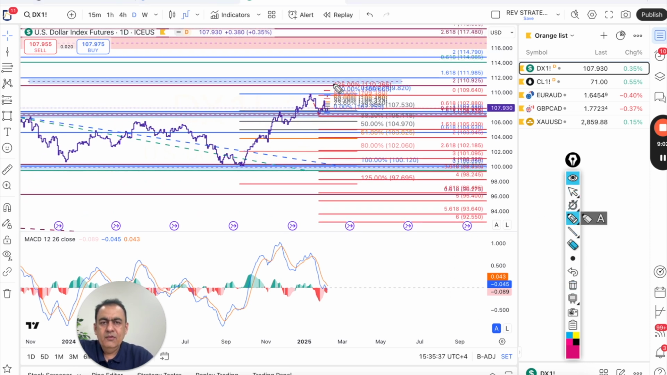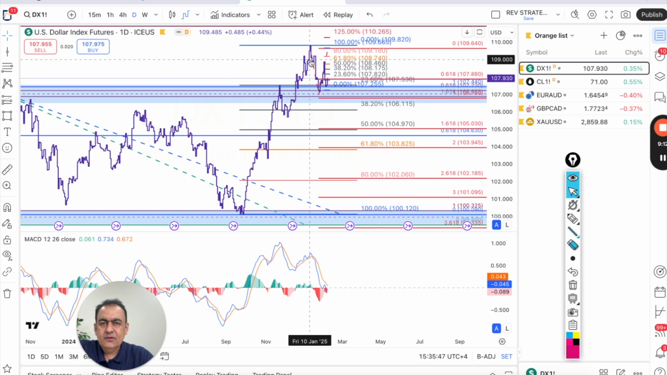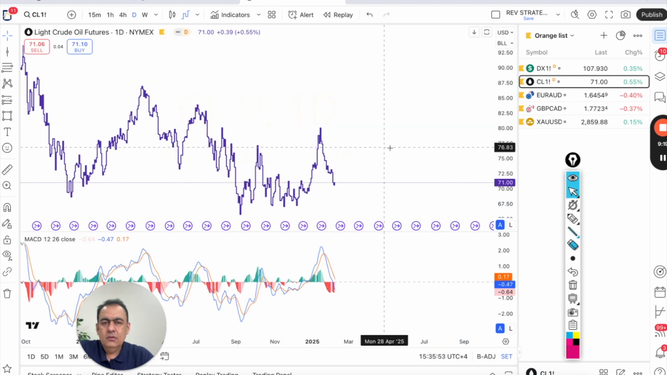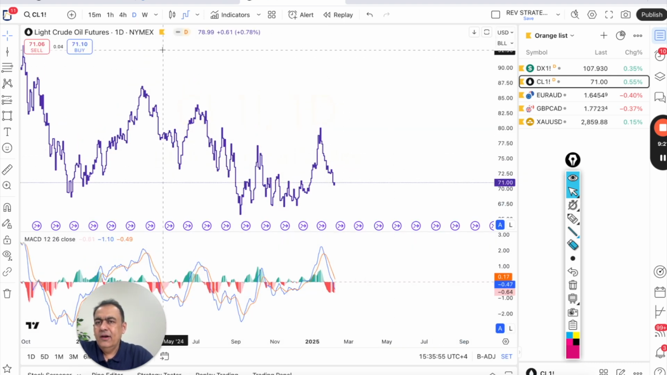Else, before marching higher, I'm expecting some correction and then continuation. So I have a very strong feeling that it's gonna correct first before marching up. Let's see how it behaves. Now the second instrument I'm going to analyze is crude oil.